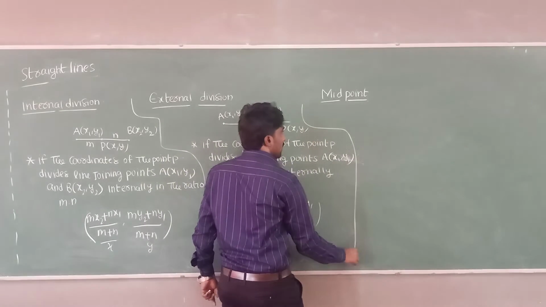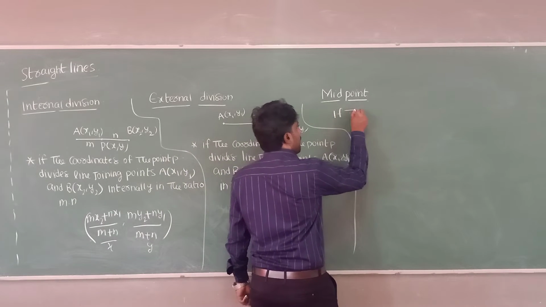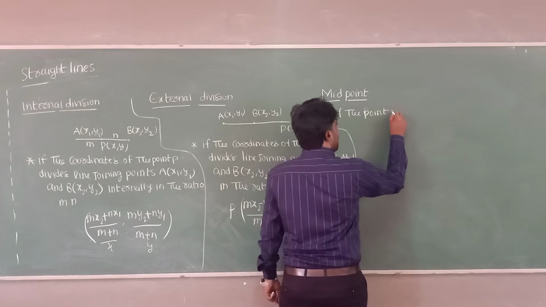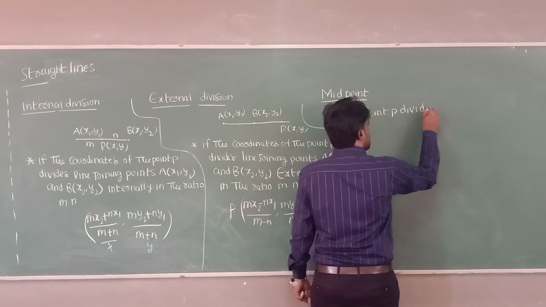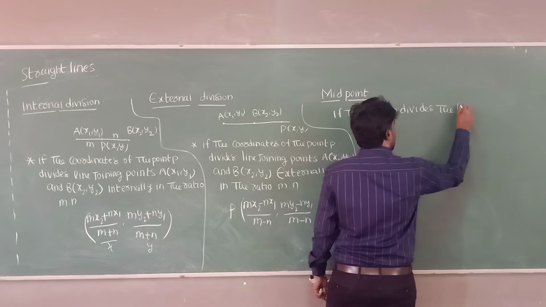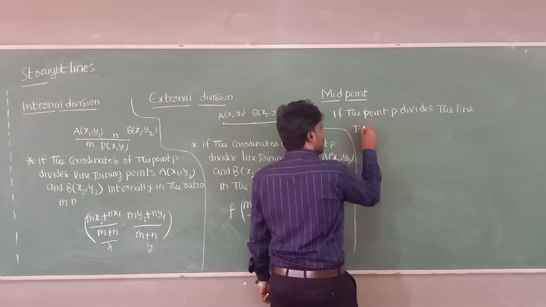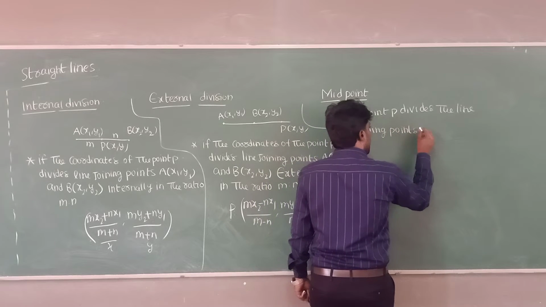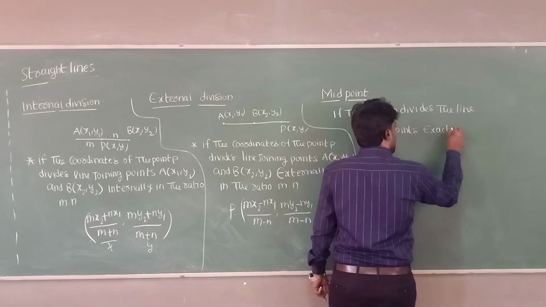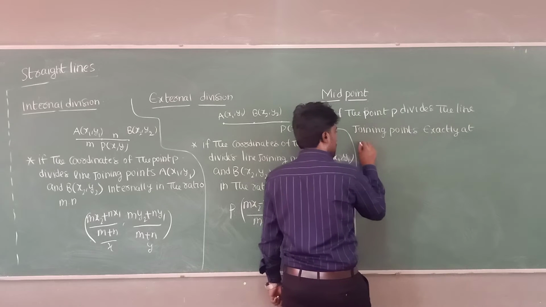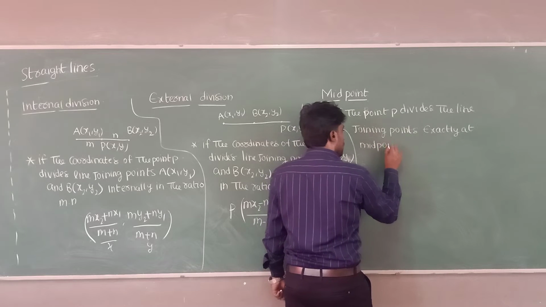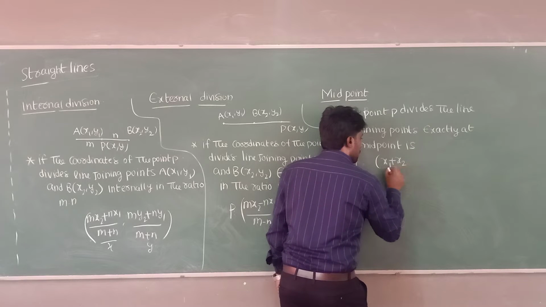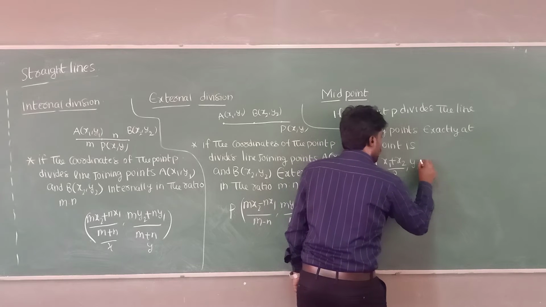So now note down, all of you. The midpoint: if the point P divides the line joining the points exactly at the midpoint, the formula is (x1 plus x2) by 2 comma (y1 plus y2) by 2.